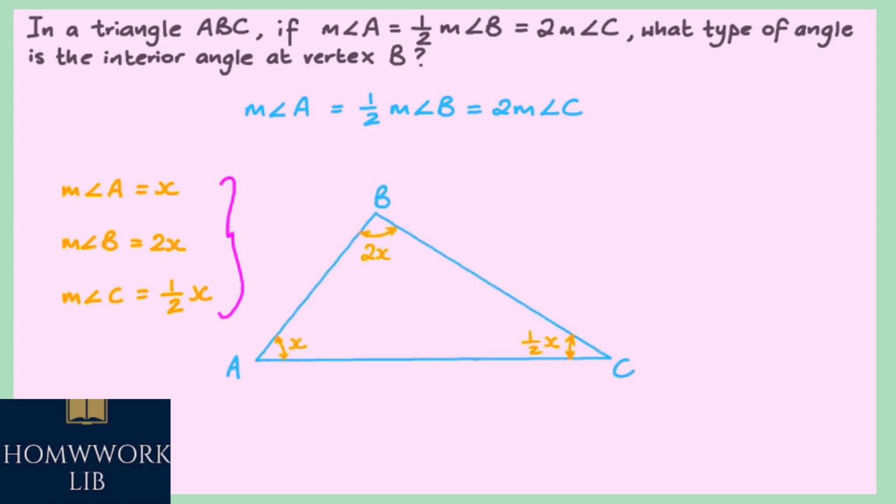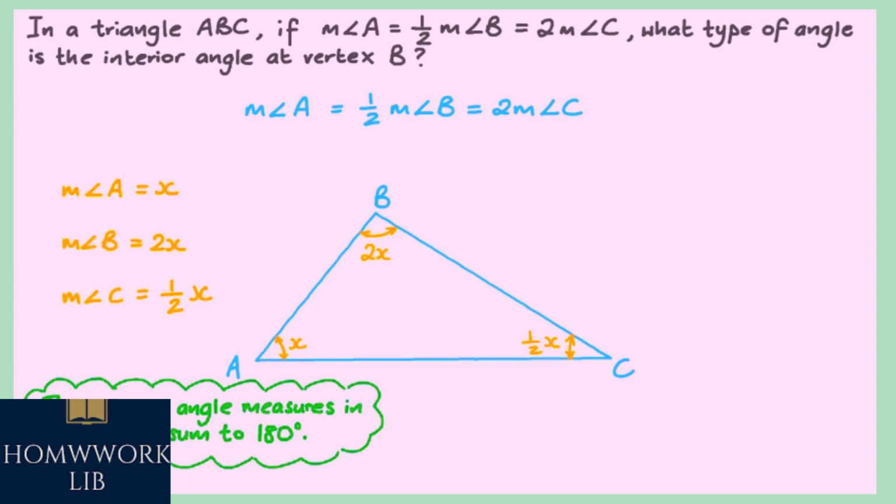And if we wished at this point, we could sketch a diagram of triangle ABC. Something like this. And now we can consider if it's possible to find a value for each of these angle measures. We can recall the property that the interior angle measures in a triangle sum to 180 degrees. We can write that the three angle measures of 1/2 x, x and 2x sum to 180 degrees. And simplifying the left-hand side, we have 3.5x, or 7 over 2 x, which equals 180 degrees.